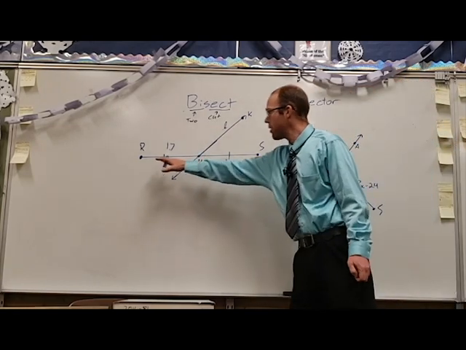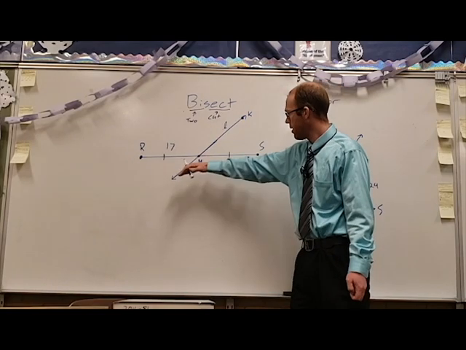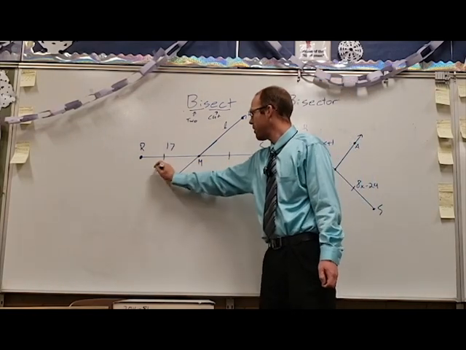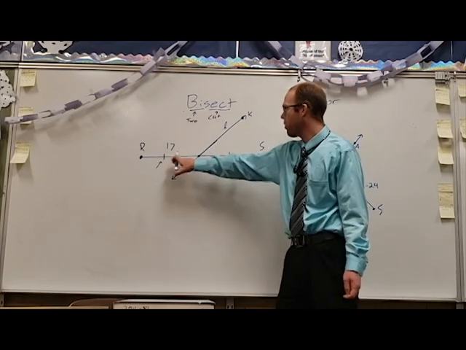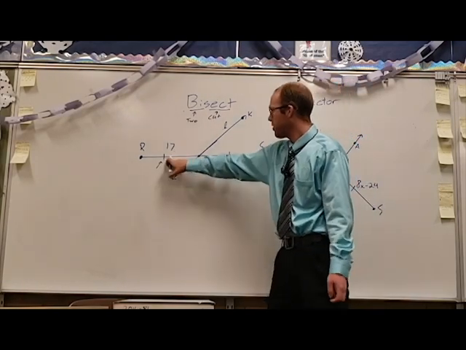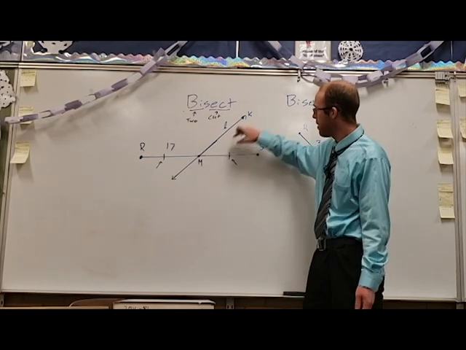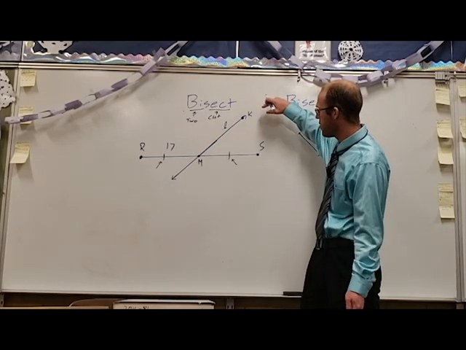So we can see that this segment RS is being cut by the line. There's a symbol right here that you need to know. This little hash mark right there means that these two are equal in length. So this is being cut exactly in half. That means that this is our bisector.